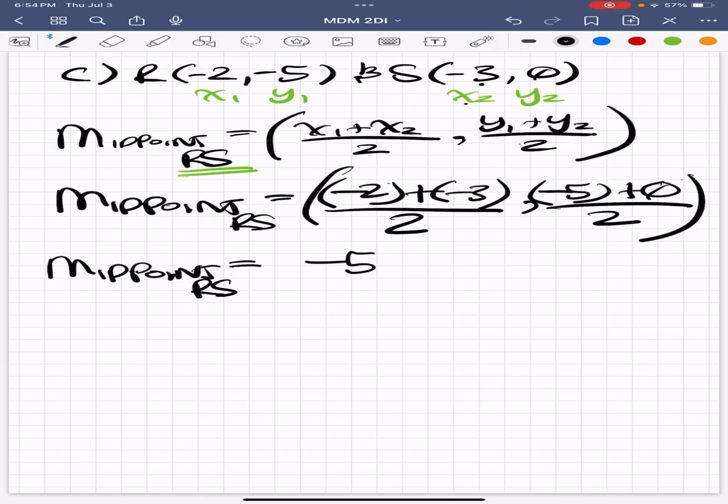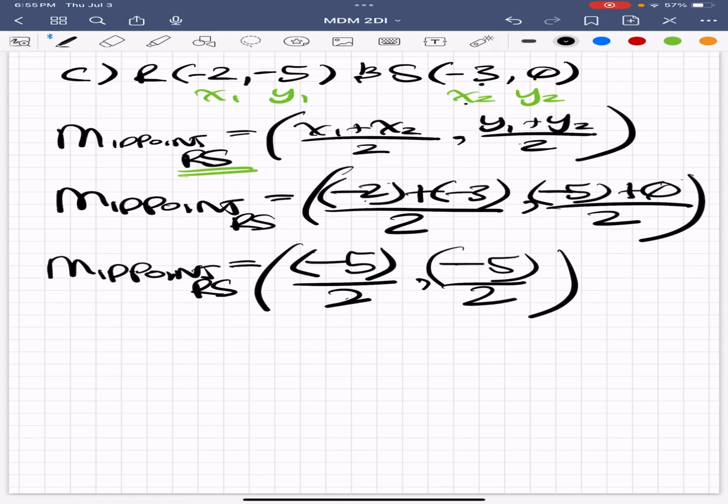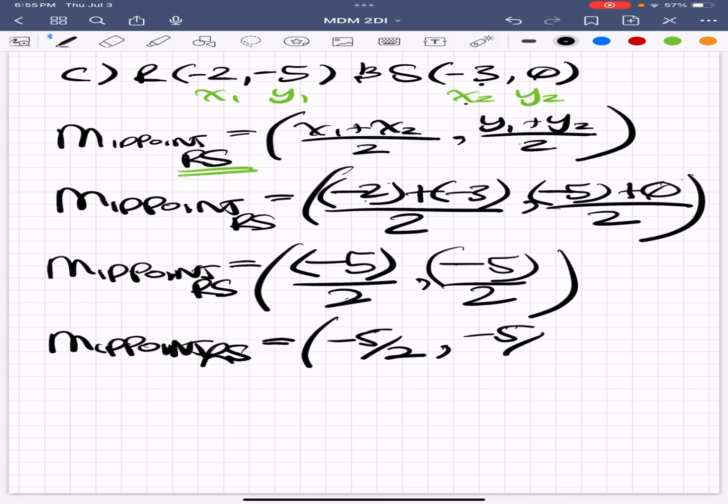Negative 2 plus negative 3 is negative 5 over 2, so the midpoint is negative 5 over 2, comma, negative 5 over 2.